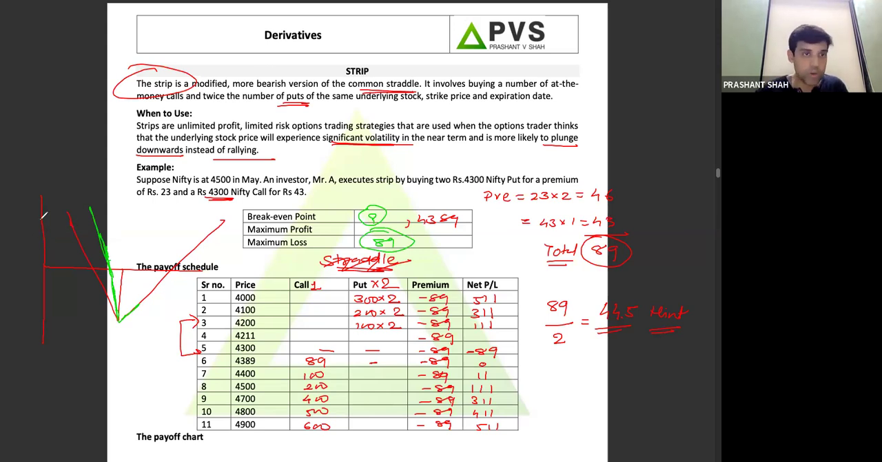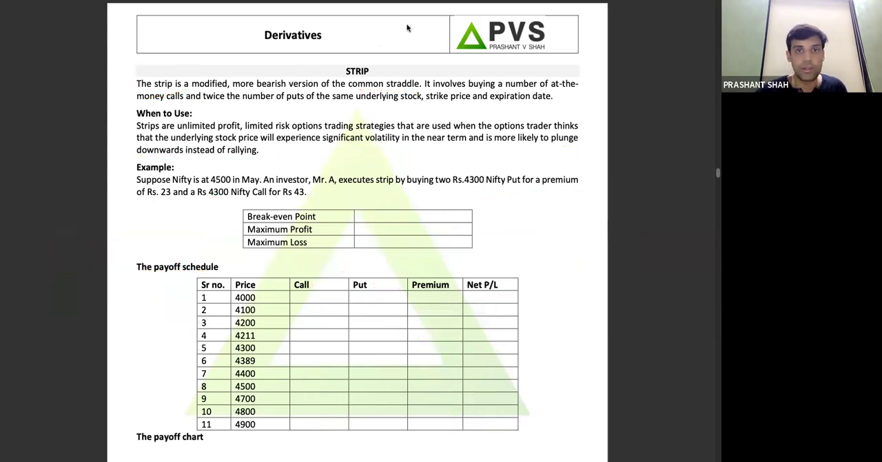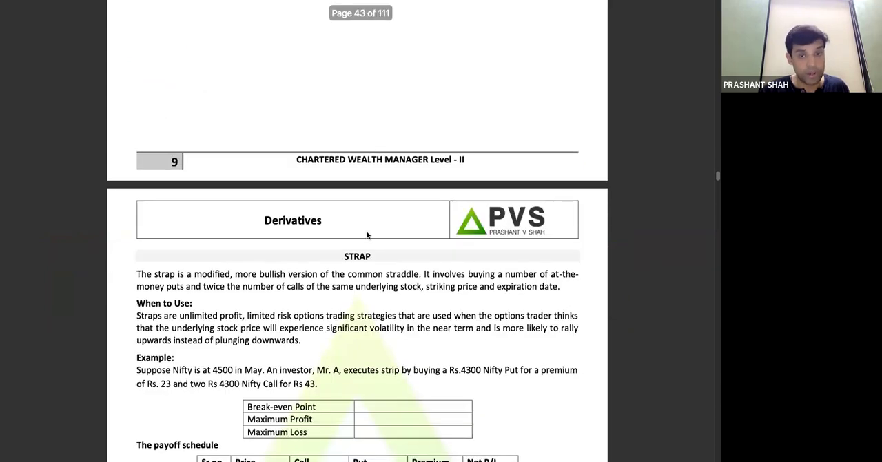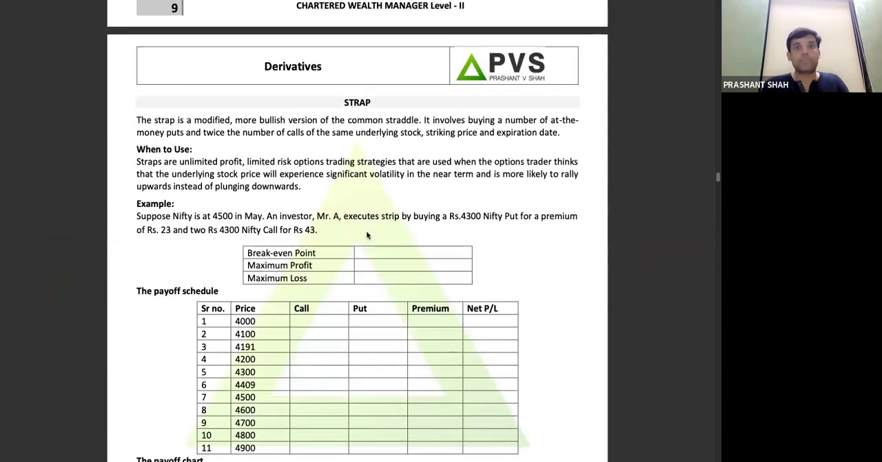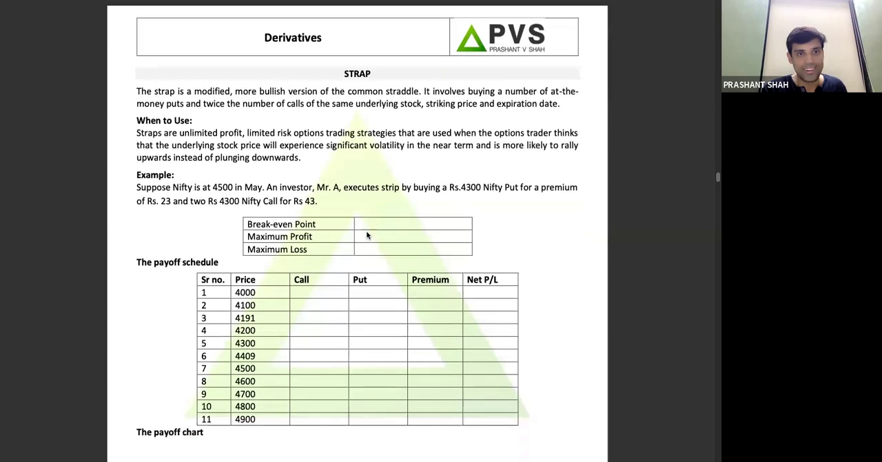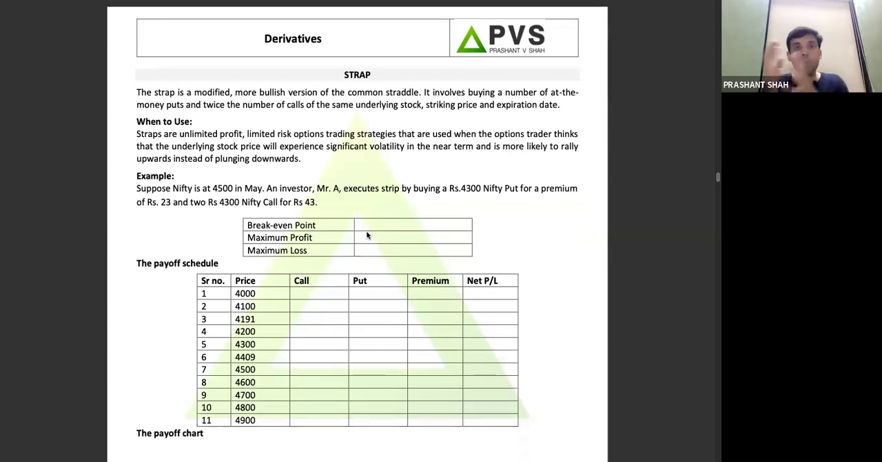Now there is one more strategy in connection. I'm showing you the table for it. Of course, we are not solving it right now. You can take it as your homework. Now, strap is a more bullish version of a straddle than bearish. So the trader gets into how many call options? Two call options. Rest of the data has been kept almost the same, but here the premium amount would definitely change.